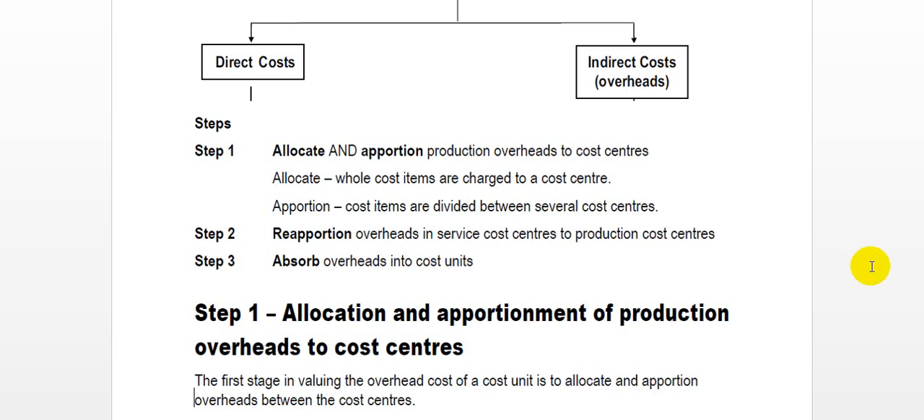Okay? So, the first step in step 1 is to allocate the whole cost item to a cost center. How do you do that? You identify a cost which you can tie directly to a particular cost center. Then you allocate to that cost center. Okay?